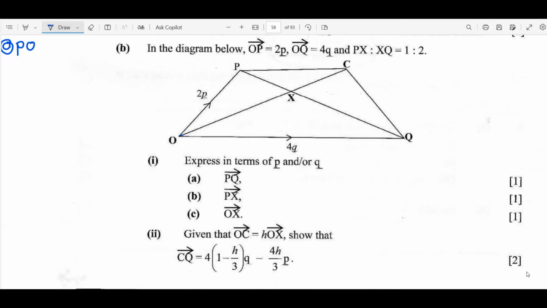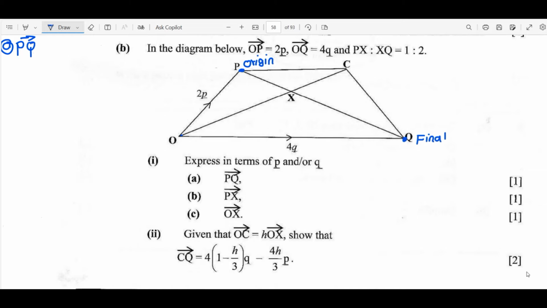PQ. So if we look at these two letters, the first letter P tells us the origin, where the journey is starting from. Then Q tells us the final, where our journey is ending. So we want to move from P through X up to Q. Now to find this vector, we can see that we can't go direct since we don't have values. So we need to find the routes that can take us from P up to Q, but with numbers.